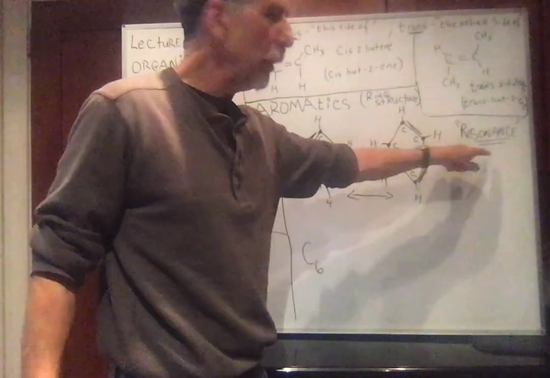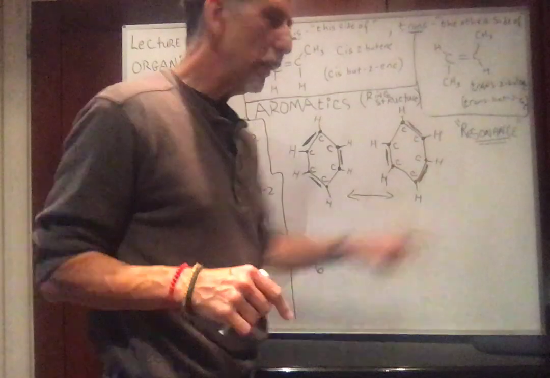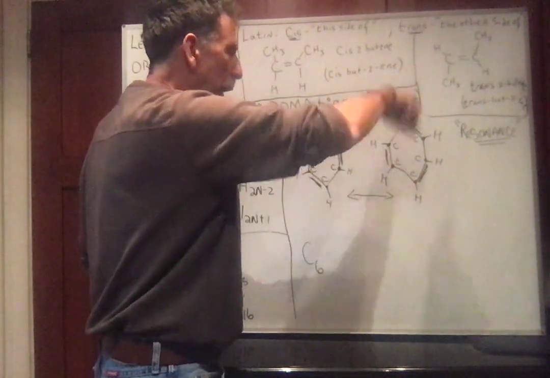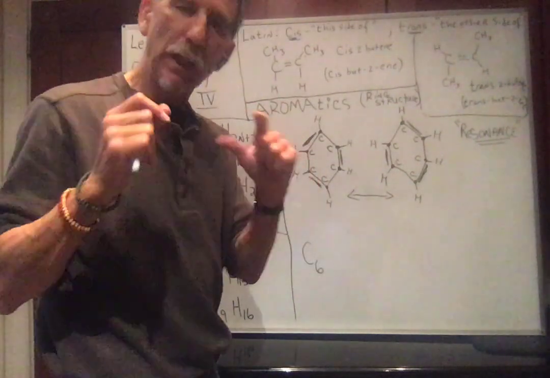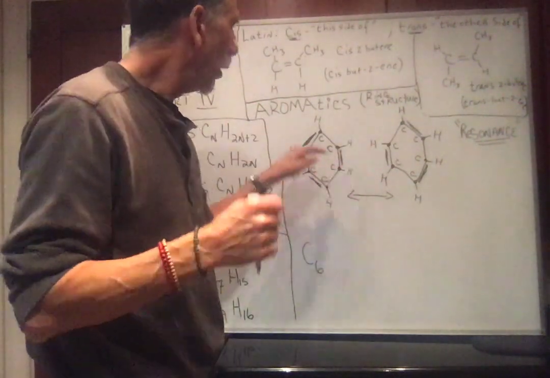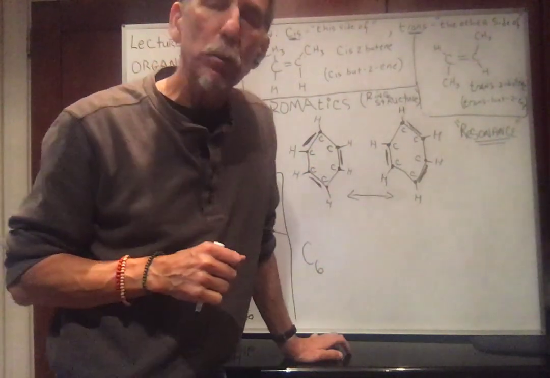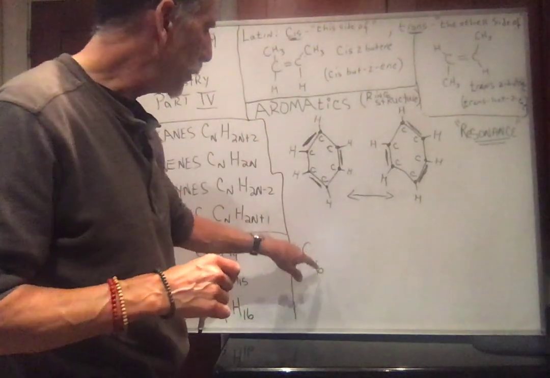So the language is that we say it's a resonance structure, or the molecule resonates between these two. The double bond just kind of rotates and alternates. So if you take a picture at any instant of this molecule, one instant the double bonds would look like this, the next instant the double bonds would look like this. They're both correct.